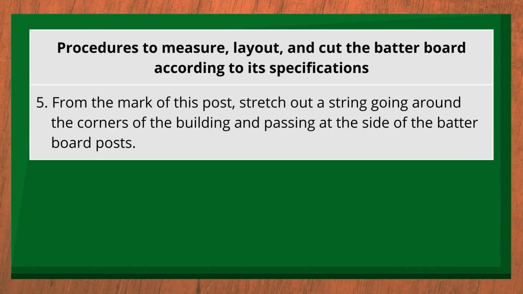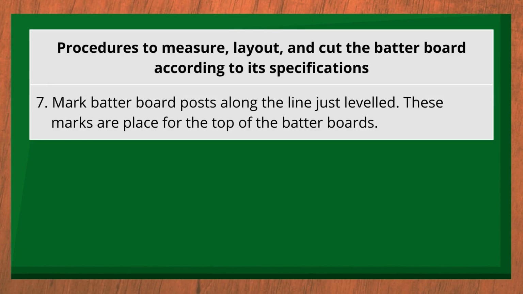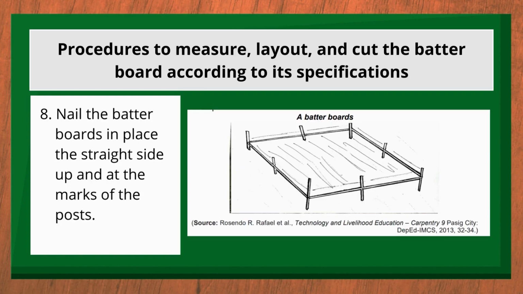Fifth, from the mark of this post, stretch out a string going around the corners of the building and passing at the side of the batter board posts. Sixth, level the string with a spirit level or level bar. Stretch the string tight. Start leveling from the corner stake where the height of the foundation is established. Recheck the levelness. Next, mark batter board posts along the line just leveled. These marks are placed for the top of the batter boards. And lastly, nail the batter boards in place, the straight side up and at the marks of the post.